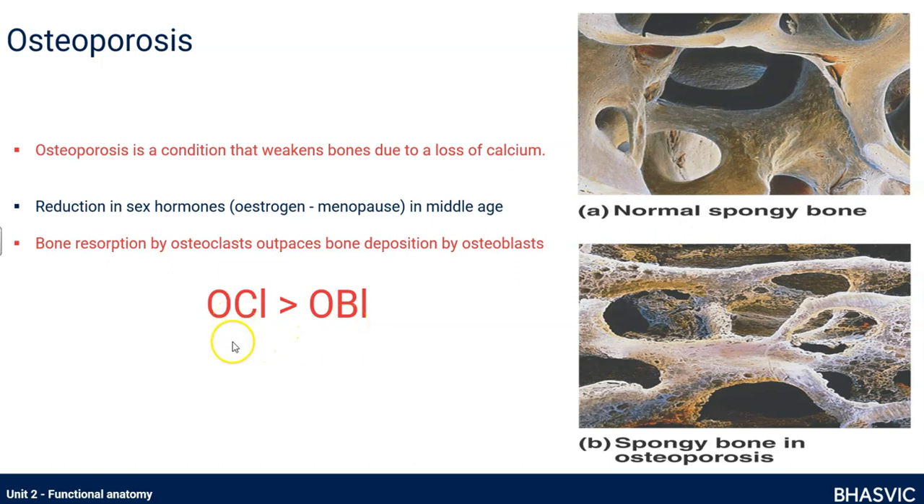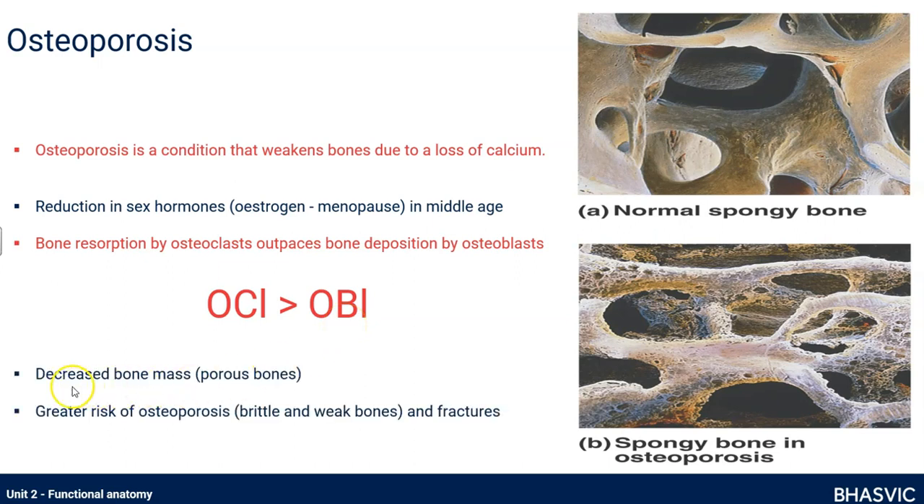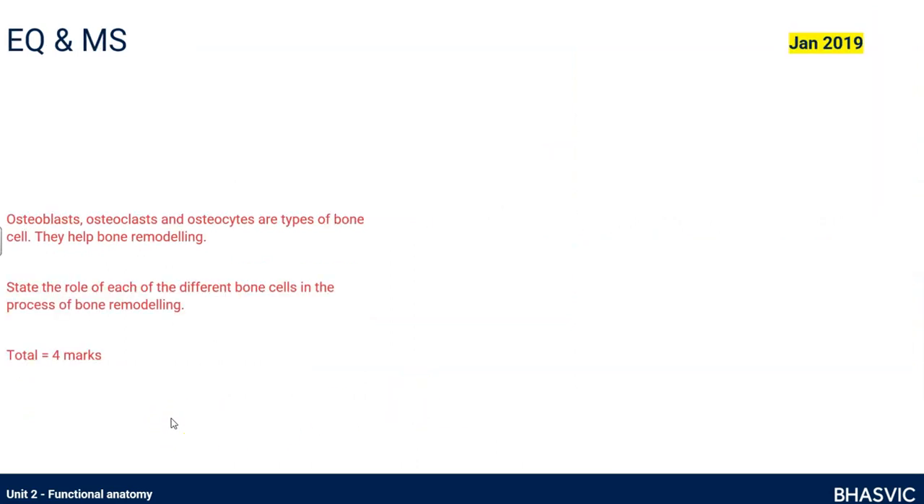We've got more resorption of calcium than we have deposition of calcium, and that's a problem because it will make our bones less dense. It will decrease our bone mass, and makes the bones more porous, remember, more holey, and if we bang our bones or fall, we're more likely to fracture them, and that's a huge risk. So let's have a look at questions that may link to this.